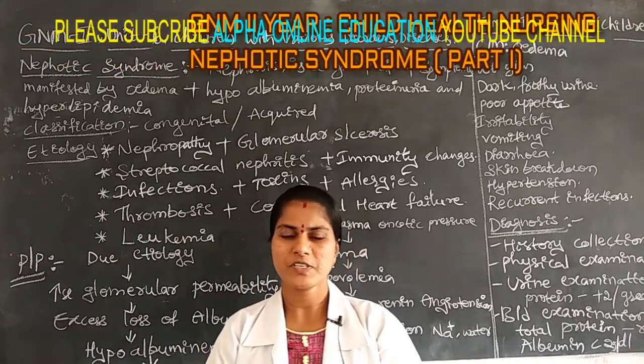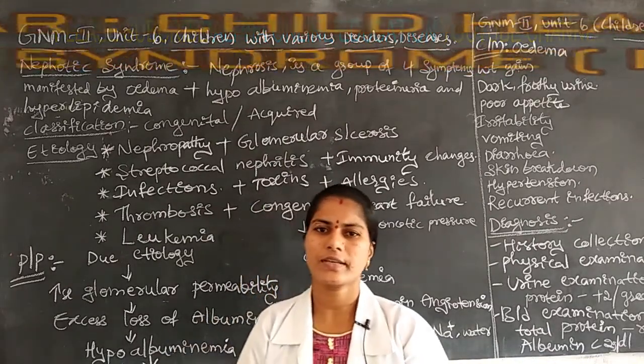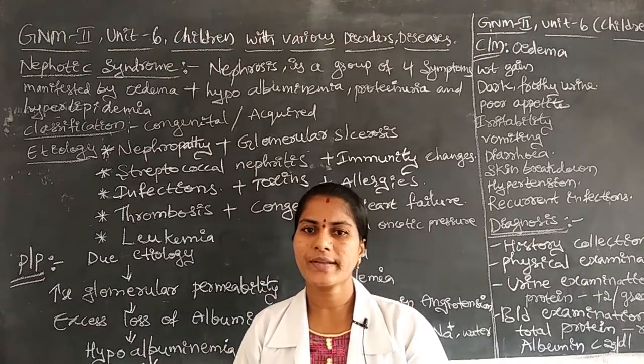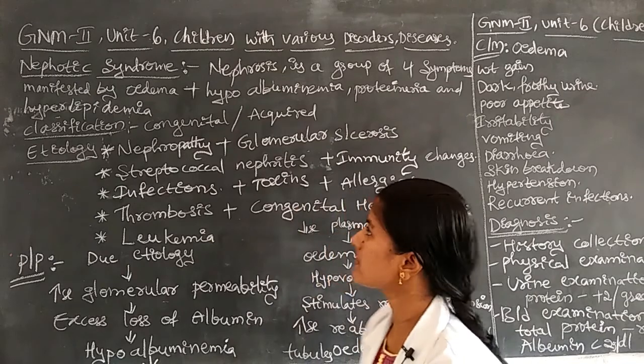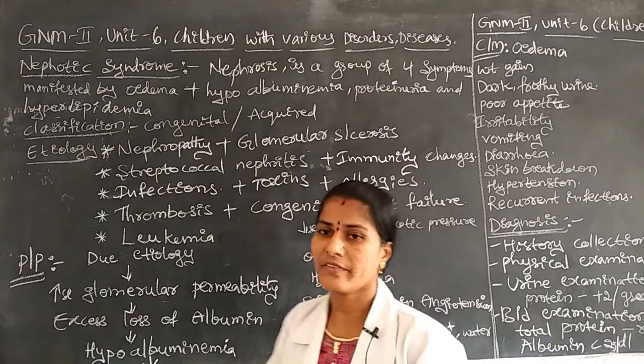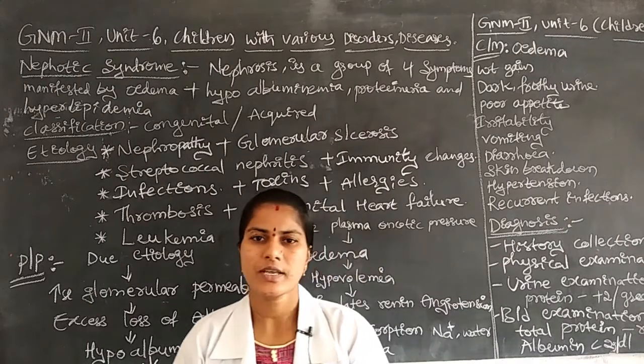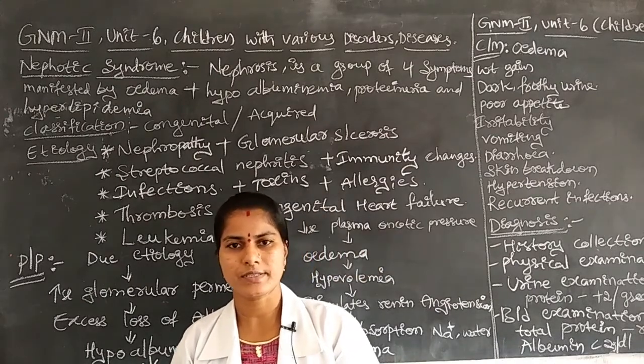In the child health nursing subject, we are going to discuss the 6th unit. The chapter name is children with various disorders and diseases. Regarding this, in this video we are going to discuss.